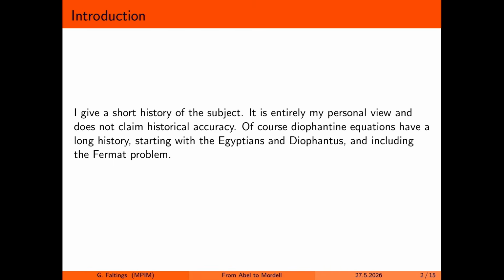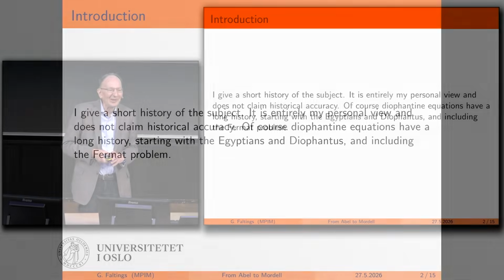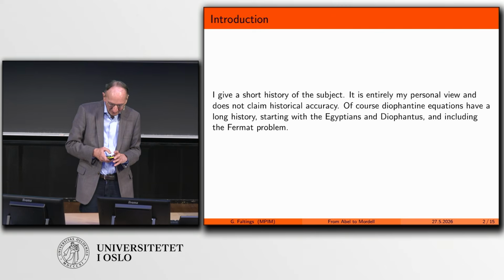Well, Diophantine geometry has a long history. Usually you think the first occurrence are the old Egyptians who needed to construct right angles to make measurements, and they knew that if you have a triangle with lengths 3, 4, and 5, then it has a right angle.